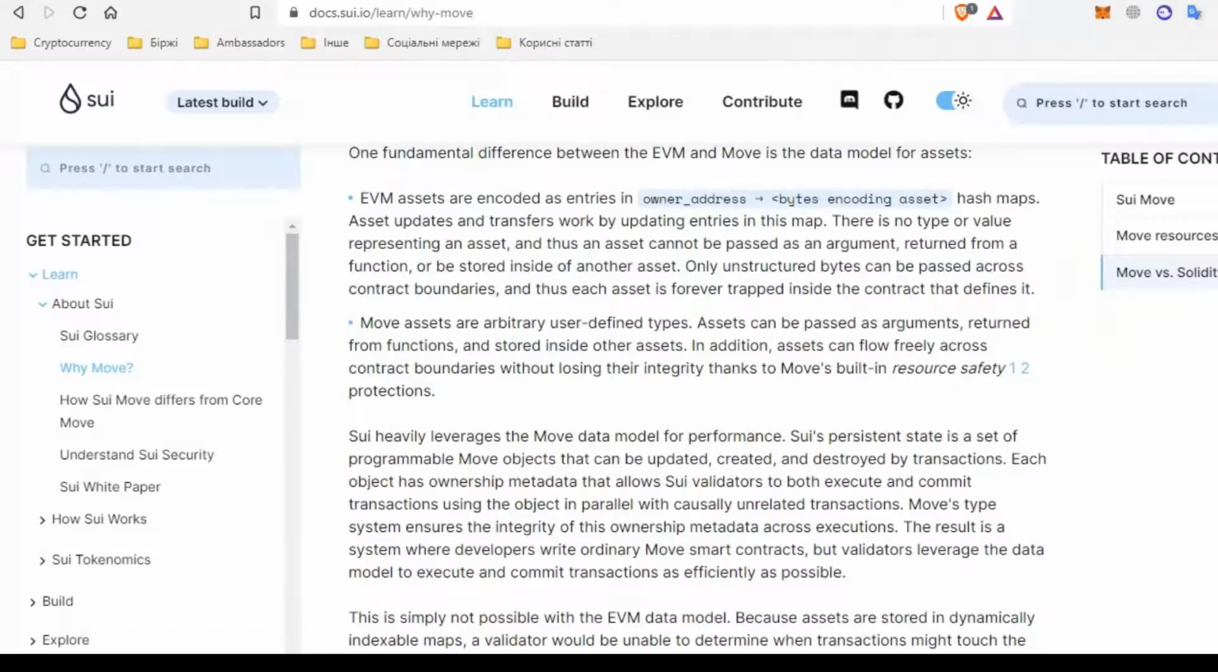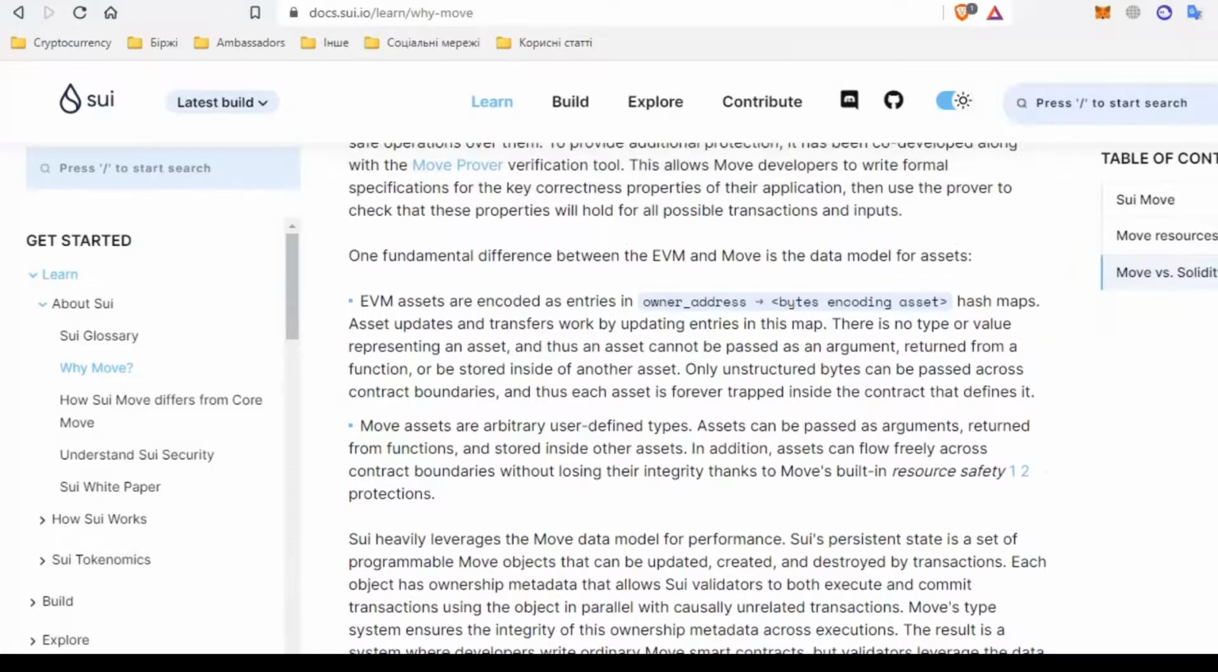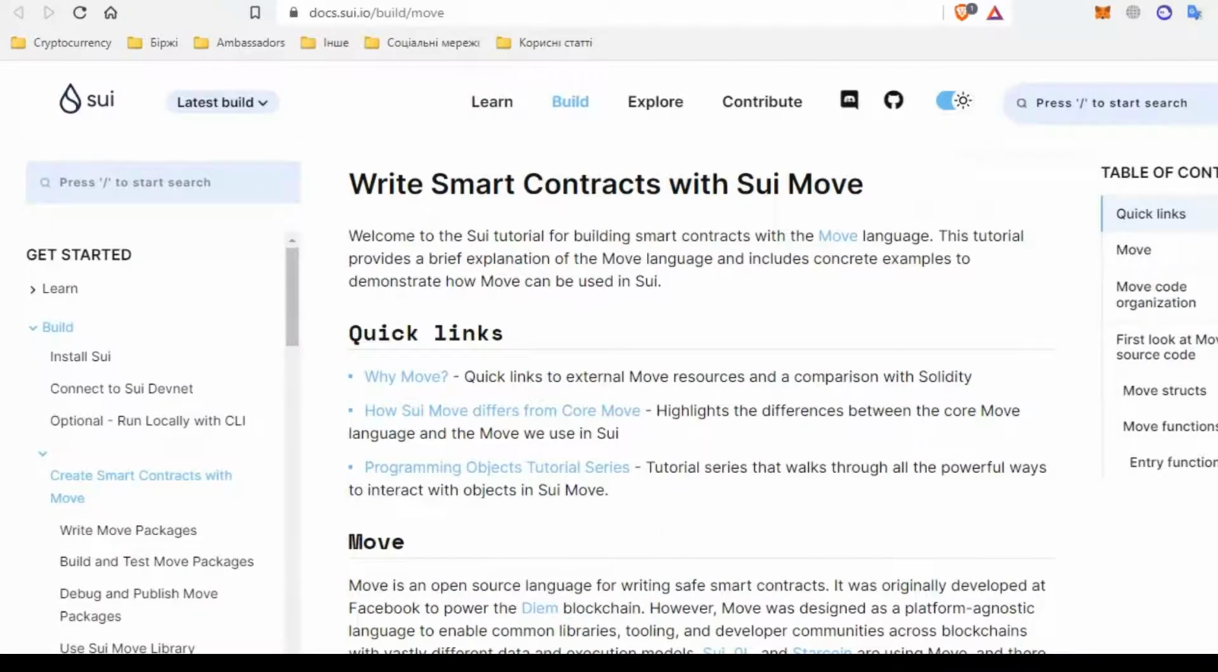Using the Mu data model for SUI. SUI uses the Mu data model for performance. SUI's persistent state is a set of programmable Mu objects that can be updated, created, and destroyed by transactions. Each object has some property metadata that allows SUI validators to execute and commit transactions using the object in parallel with unrelated transactions. The Mu type system ensures the integrity of this property metadata at runtime.